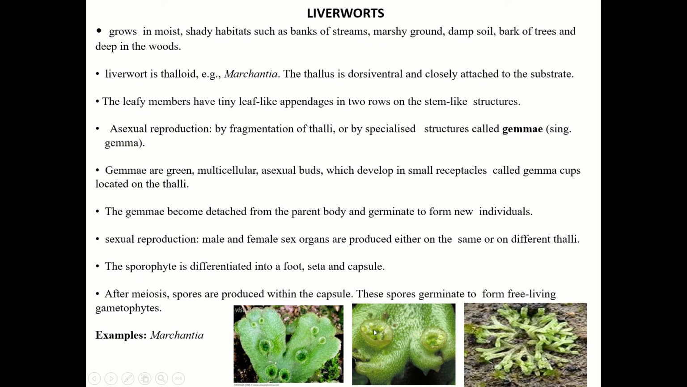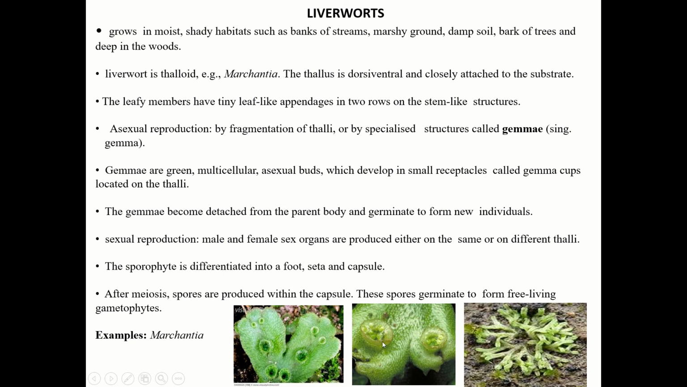These spores will germinate into a new plant. Gemmae are green in color. They are multicellular asexual buds which develop in a small receptacle called the gemma cup. So these are located on the thalli. The gemmae become detached from the parent body and germinate to form a new individual.